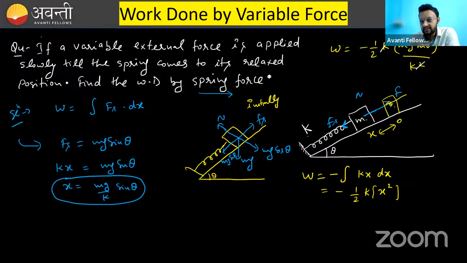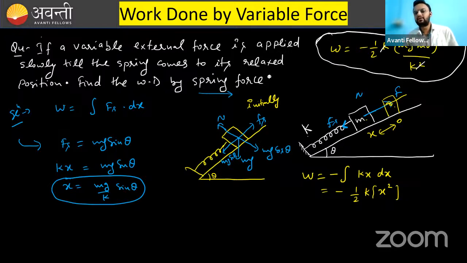The remaining part is the answer. That remaining part is, if I write it somewhere, minus 1 by 2 times mg sin theta square divided by k. This is going to be the answer. Minus 1 by 2 times mg sin theta square divided by k. This is our answer.